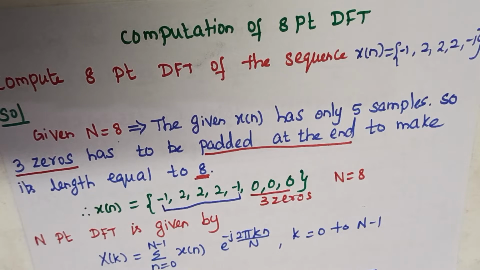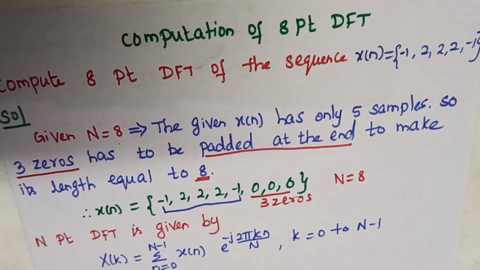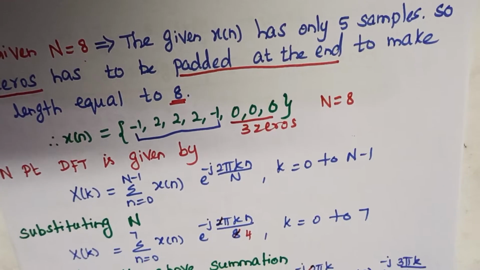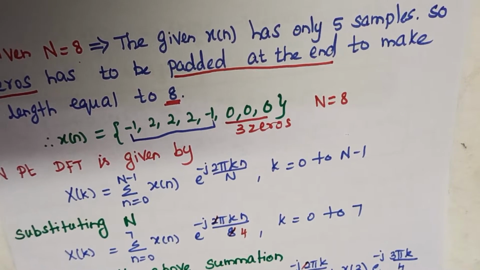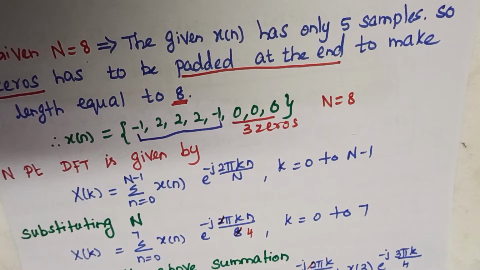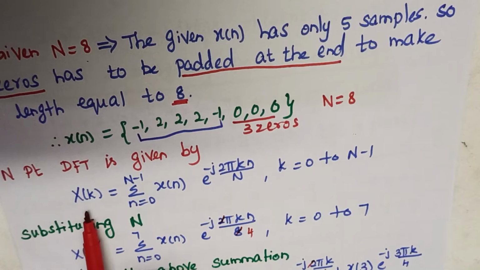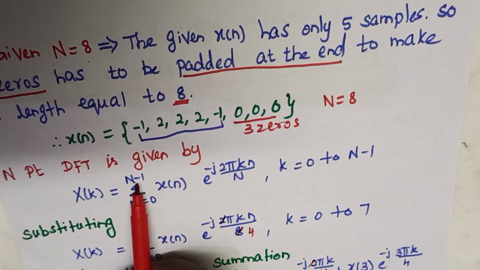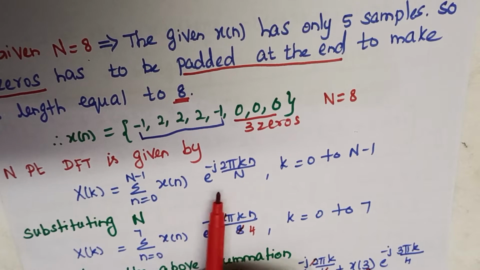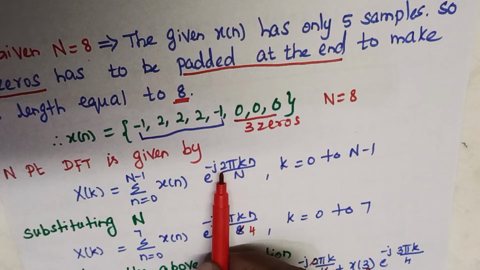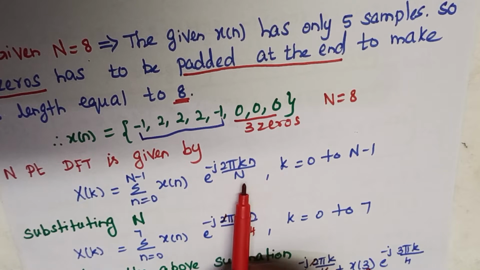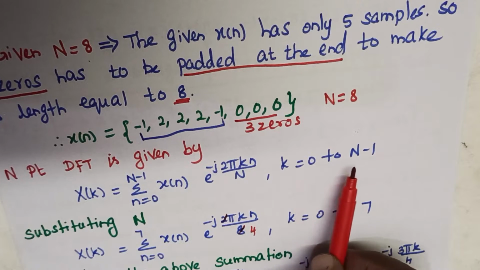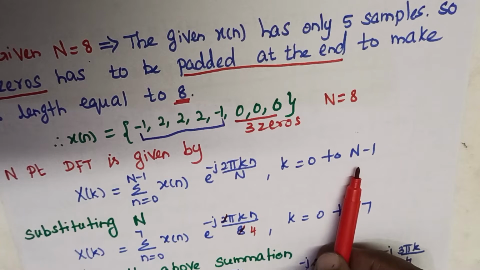Now once this is done, we can start solving this problem by writing the formula for DFT. The N-point DFT in general is given by X of k is equal to summation n equal to 0 to N minus 1 of x of n e power minus j 2 pi k n by capital N. The range of k is from 0 to N minus 1.